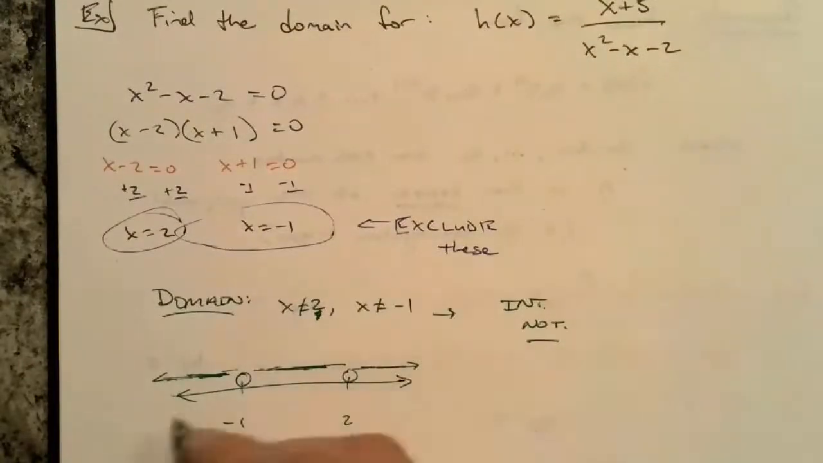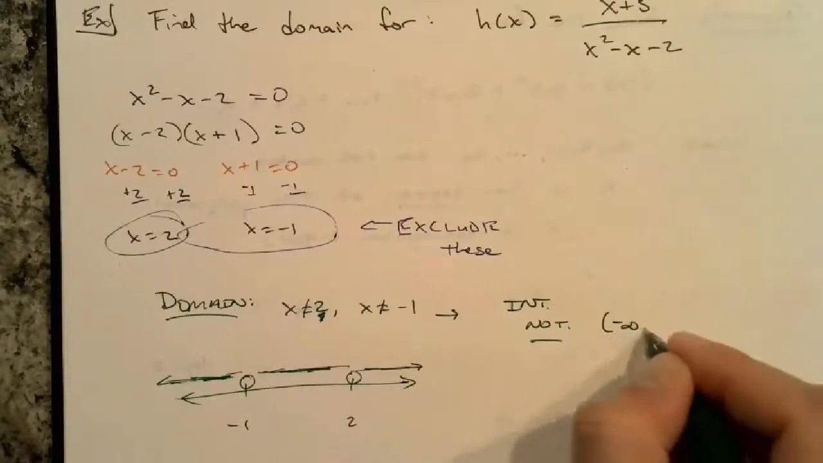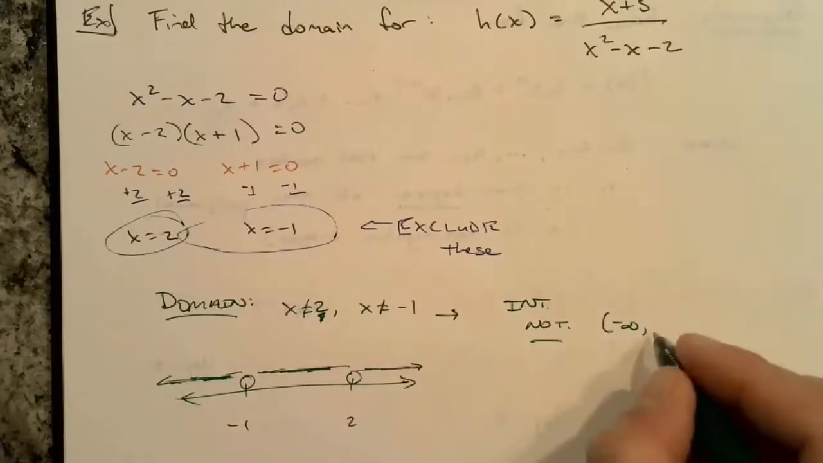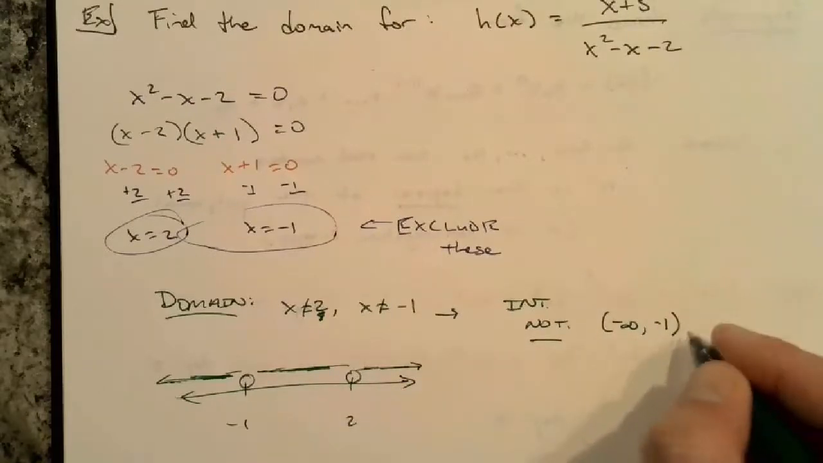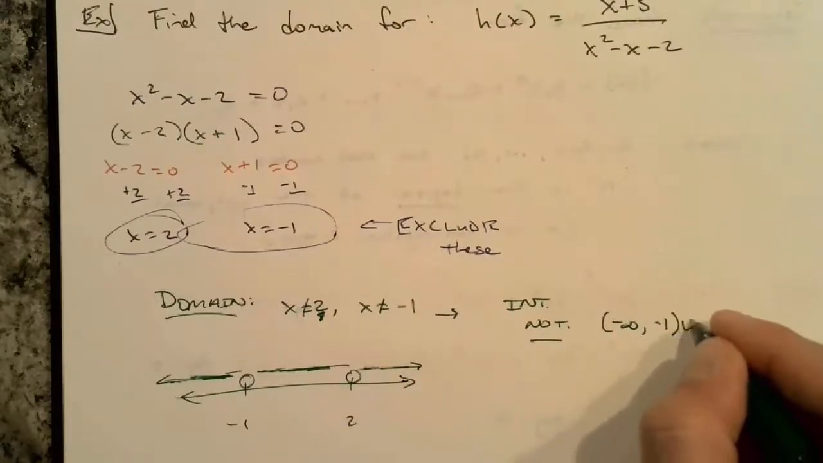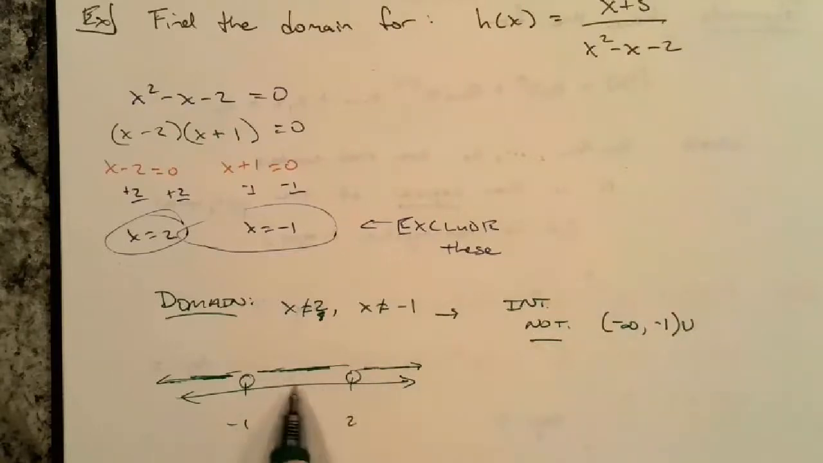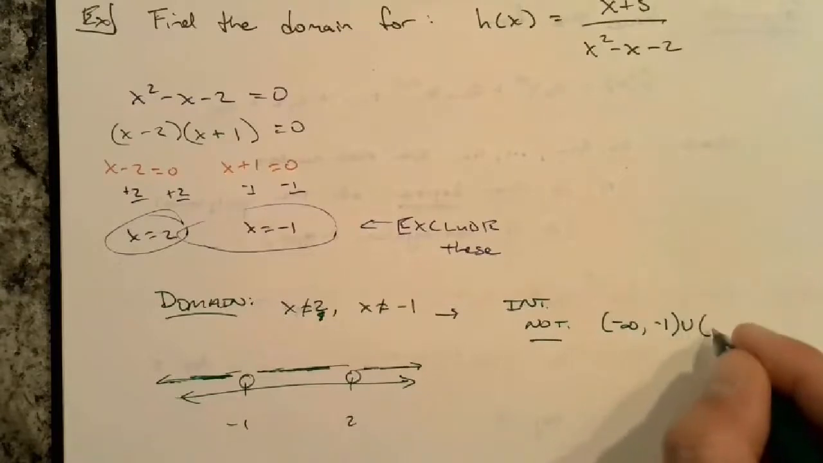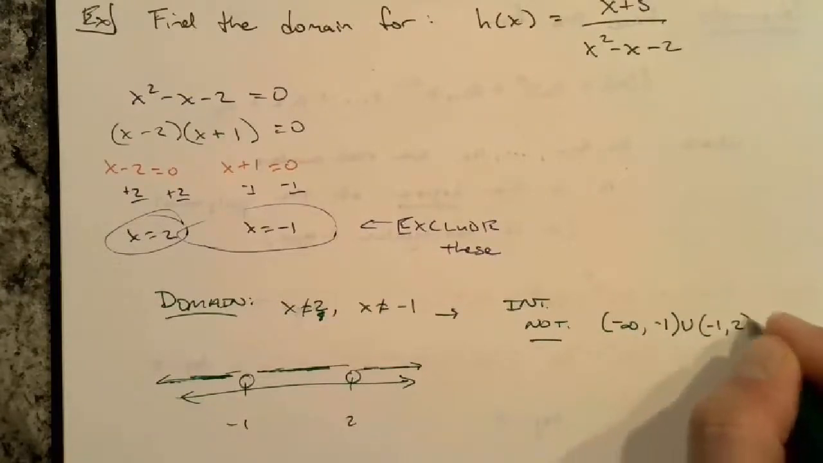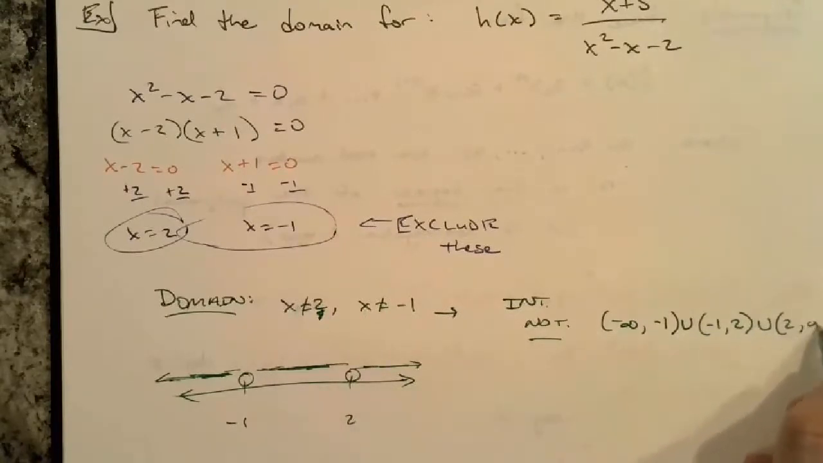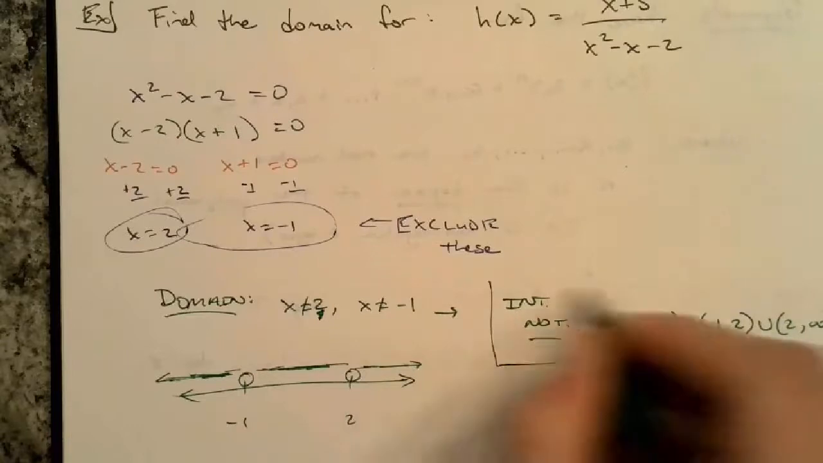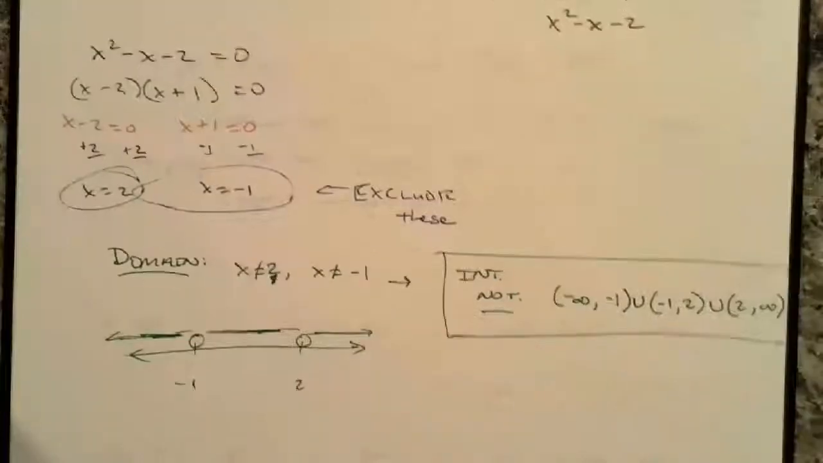starting from left to right, we start at -infinity. You need to put a parenthesis there because you don't include it, all the way up to -1, not including -1 because there's an open circle. So parenthesis, union, and then don't forget this part in between. That's the part people miss the most often. From -1 to 2, so parenthesis, -1, up until 2, parenthesis on that because it's also an open circle. And then union, everything to the right of 2 means you start with a parenthesis on 2 and you go out to infinity. And that would be the domain in interval notation.